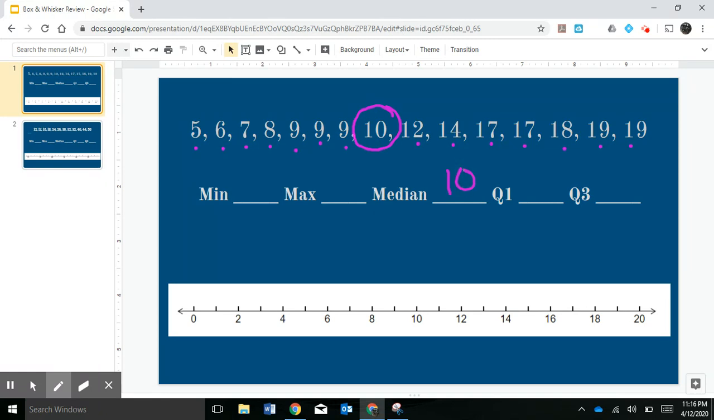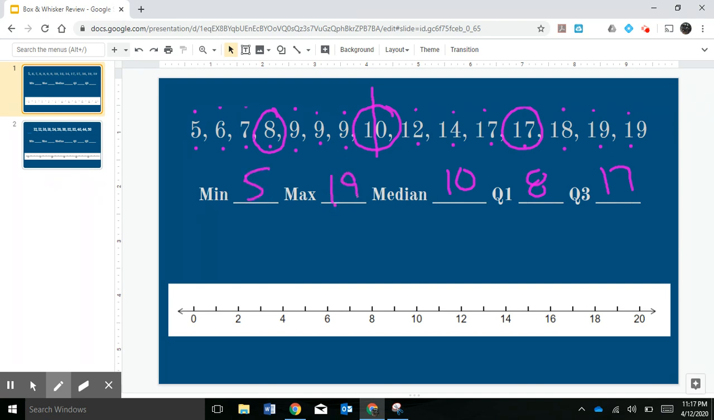So here's where I want to clarify. Since 10 is the median, I can't use it to find Q1 or Q3. So now I'm going to find the median of this lower half, which is my Q1. You can see right there that 8 is my Q1. Same thing here, all the way in: 17 is my Q3. My minimum is 5, my max is 19.